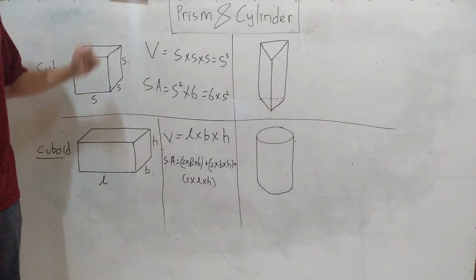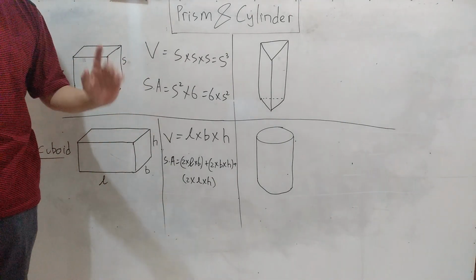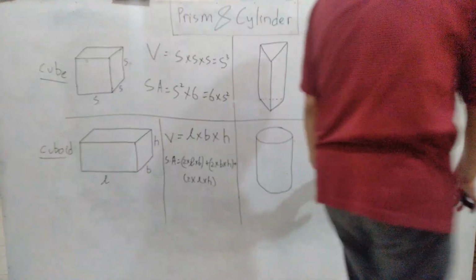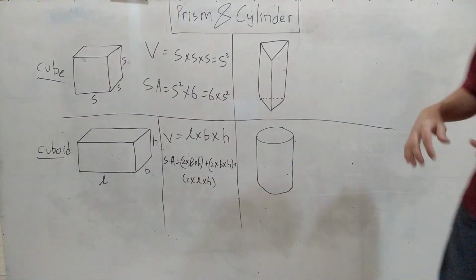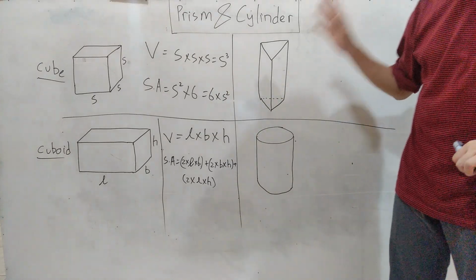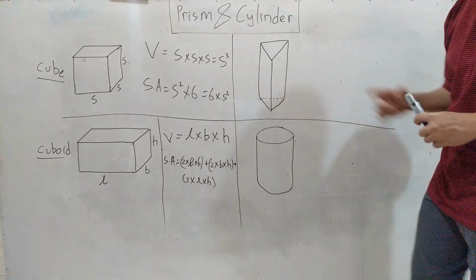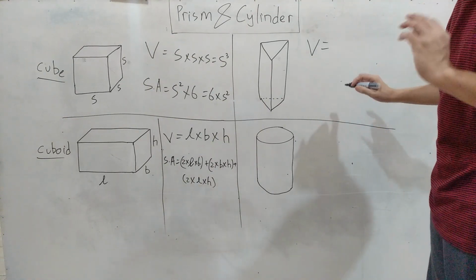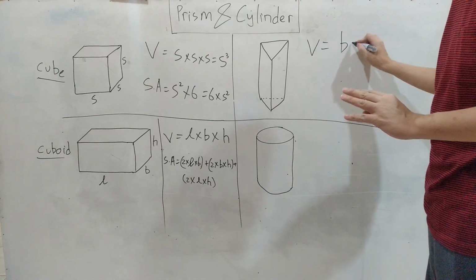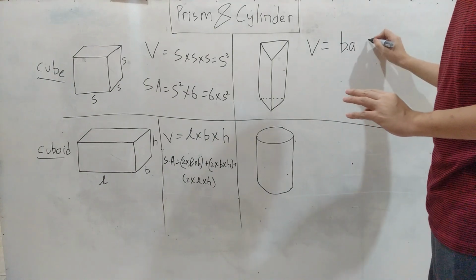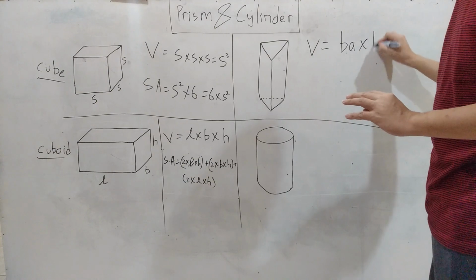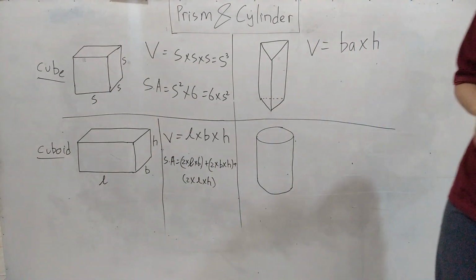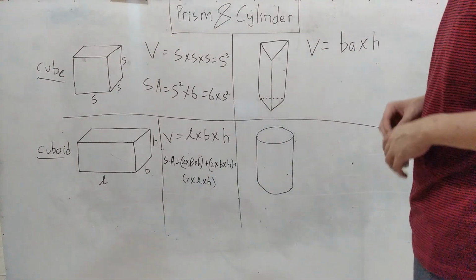And about the volume, even though the volume seems different, actually all volumes are the same. I will show you with this third prism that we had here. We call this prism a triangle prism. So the actual formula of volume is simply base area times height. Base area times height. What do I mean by that?